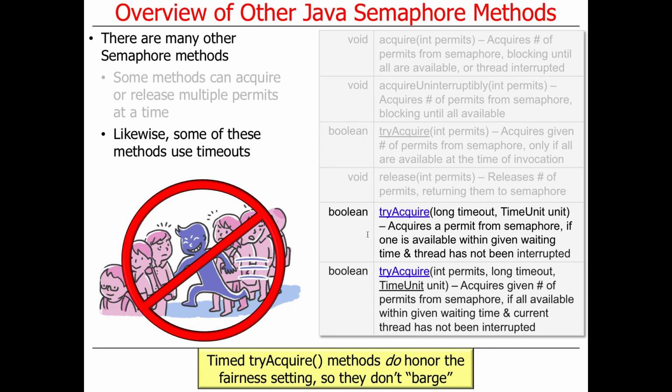Then there are also a bunch of try-acquire methods that take timeouts. So here, for example, is timed try-acquire, where you can give it a timeout and a time unit. Like you might say, wait for 1 millisecond, or wait for 10 seconds, or whatever. And oddly enough, the timed try-acquire methods, as I was just talking about with Joe, do in fact honor the fairness setting. So they don't barge, right? Go figure. So I might have done it the other way around, but they didn't. So that's the way it works.